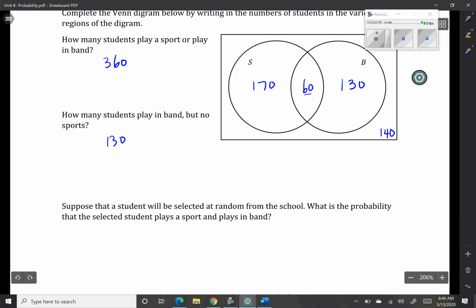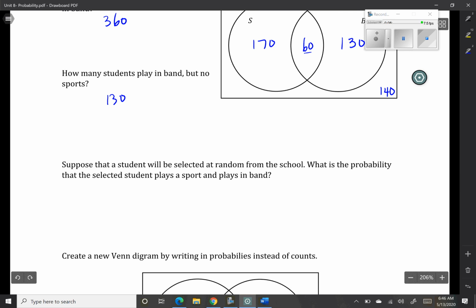Now let's apply this to probabilities. So it says, suppose that a student will be selected at random from the school. What is the probability that the student plays a sport and is in the band? So the probability of playing a sport and being in band is equal to some number of students out of 500. Without making a two-way table, we already know this number. It's 60. There are 60 students that play in a band and in a sport. So if I do 60 divided by 500, remember our probabilities like to be rounded to 3 decimal places, we get 0.120. So about a 12% chance.